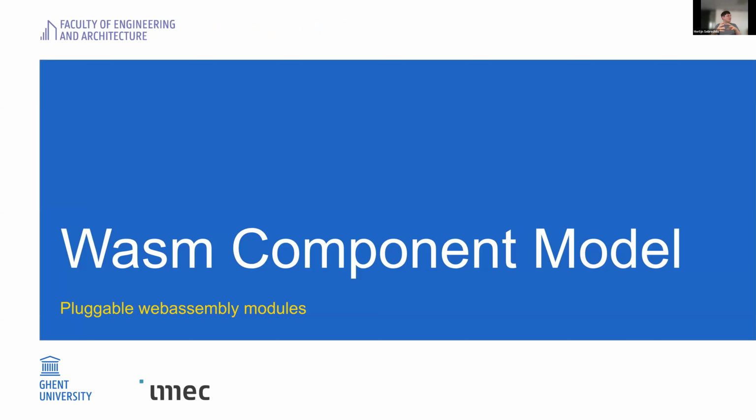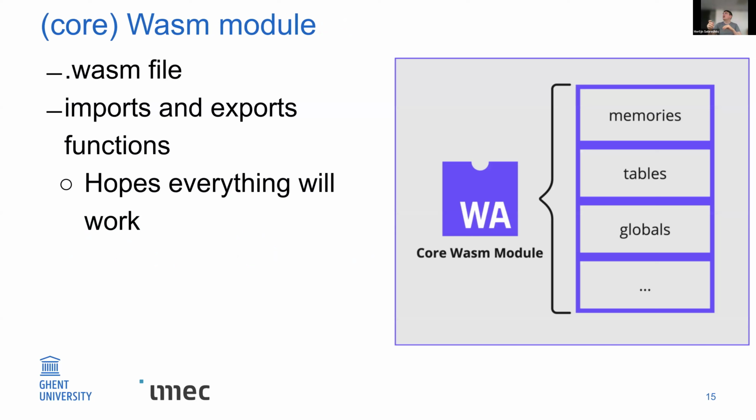And part of the WebAssembly system interface is the WebAssembly component model. This basically allows you to create pluggable WebAssembly modules. So if we take a look at how WebAssembly modules work normally, a WebAssembly module can import and export functions from other modules or from the host runtime, for example, in order to call the JavaScript API. But there is no type checking.